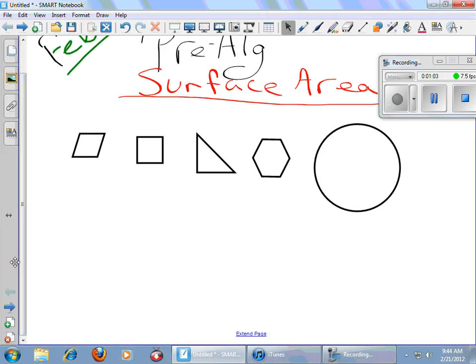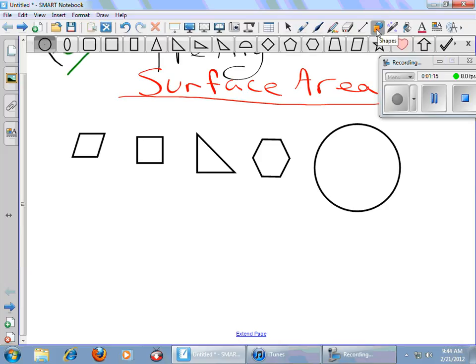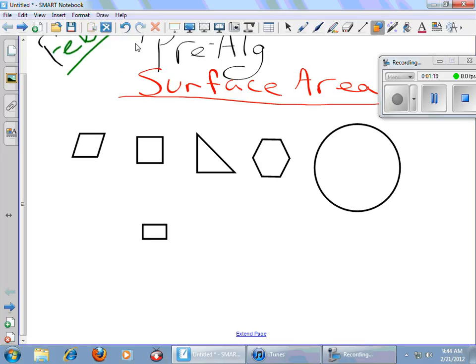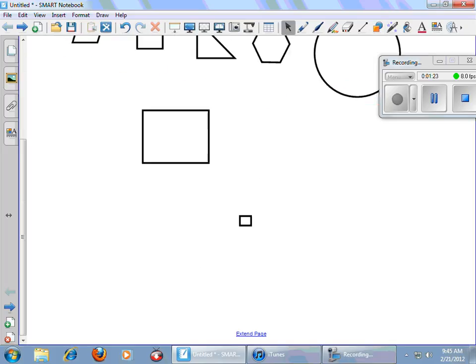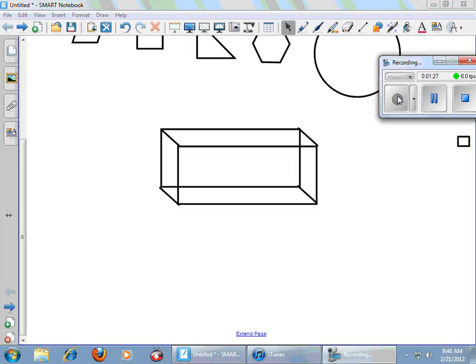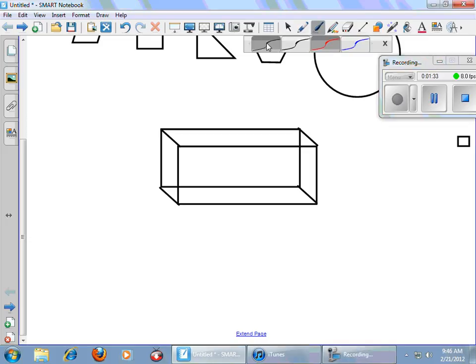You work off that formula of base times height, right? Triangle, you divide by two. Trapezoid, you have to average the bases. So let's say we have a rectangular prism, which might look something like this. All you have to do to figure out its surface area is figure out the area of all the faces. Now with prisms, it's really easy.